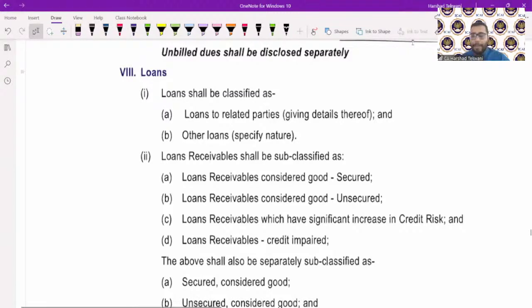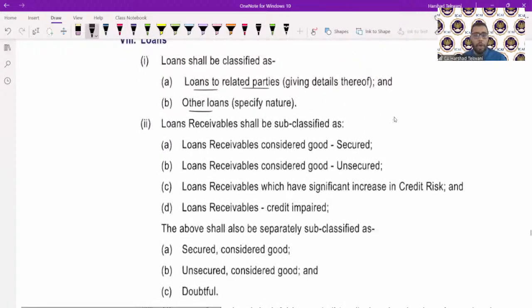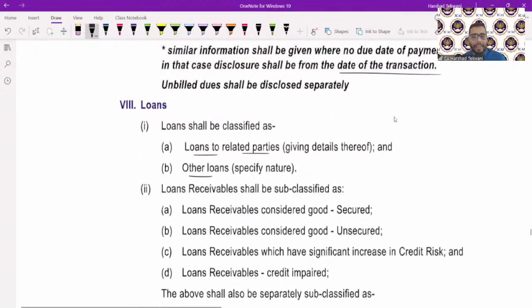Okay. Now coming back to the loans and advances. Loans. I'm talking about non-current over here. Loans shall be classified as loans to related parties and other loans. Then loans receivable, again you are required to classify same as a trade receivable: considered good secured, considered good unsecured, which have a significant increase in credit risk, and credit impaired.